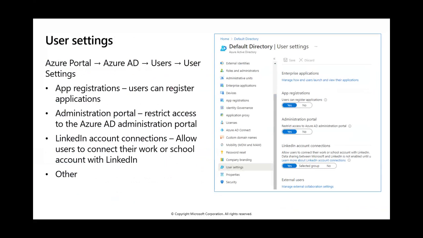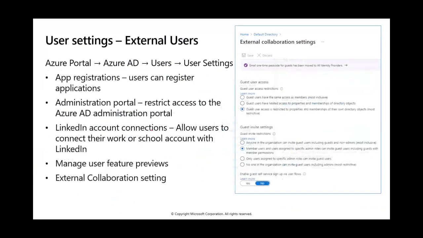One of them is the user settings that we're going to check now in the portal. You would have different options, such as whether you are going to give users access to register apps, to the administration portal, the LinkedIn account connections, whatever. We can define it here, and it would also help for the external users within the user settings. You can choose which permissions the external user would have to share information or send information or whatever with the others.